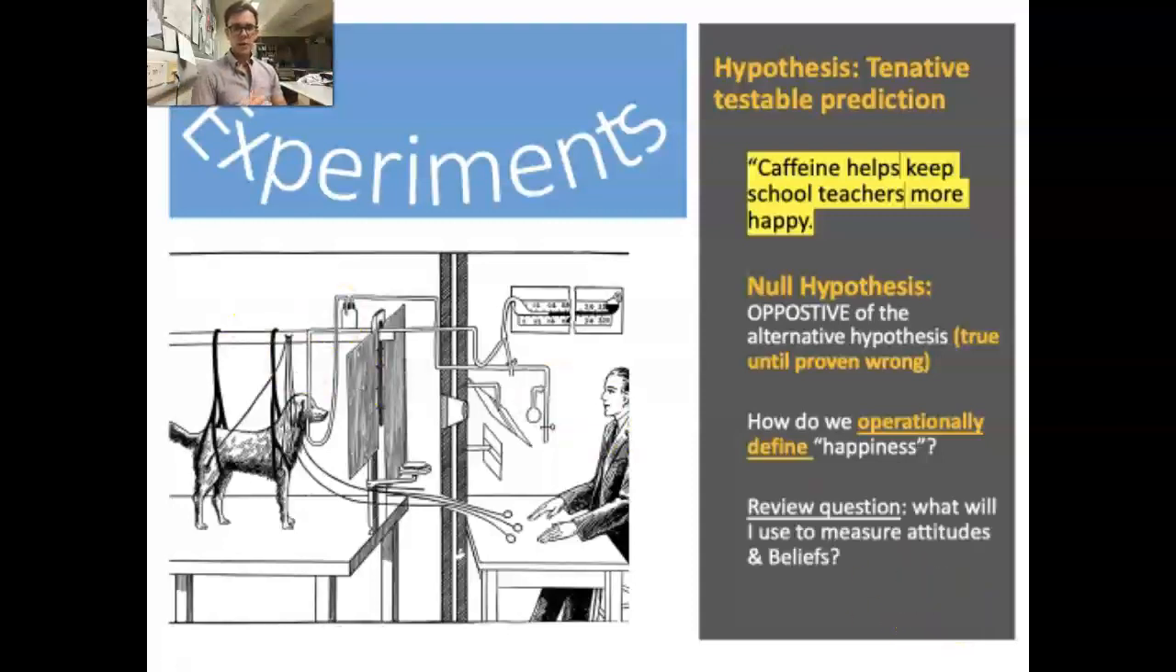Think about this question here. What will I use to measure attitudes and beliefs? Generally, if we're talking about attitudes and beliefs or values and things of that nature, we would use a survey, okay, after the experiment to measure our dependent variable, in this case, happiness.